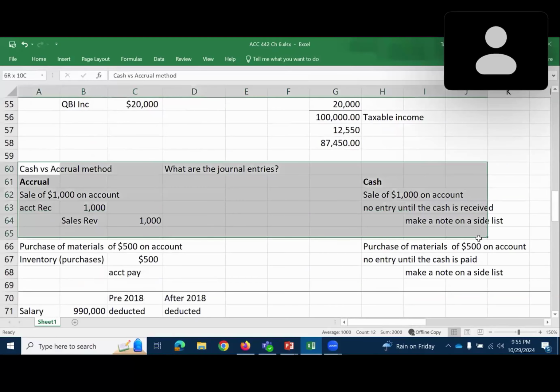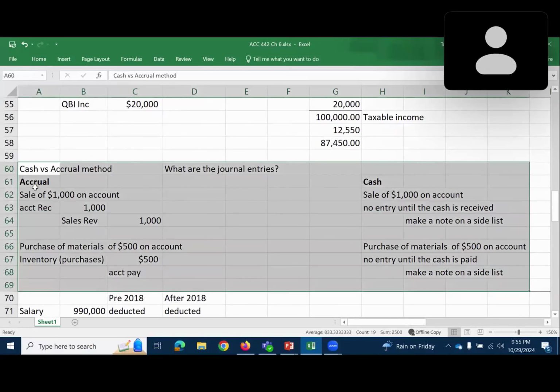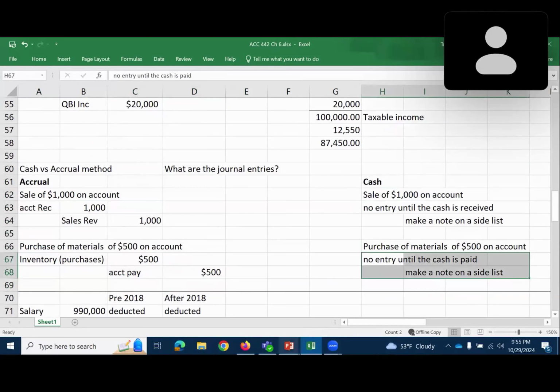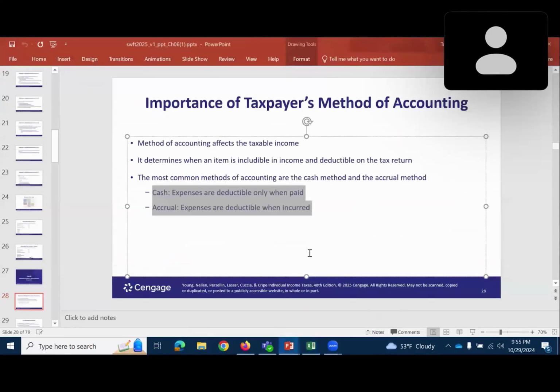Cash versus accrual, right? Accrual, I'm going to record accounts receivable. I'm going to record accounts payable. On the cash method, when I have a sale, there's no entry made. You make a note on a side list because you haven't received the cash. On a cash basis, you're not going to record the journal entry because you have not paid out the cash. That's the difference between accrual and cash.